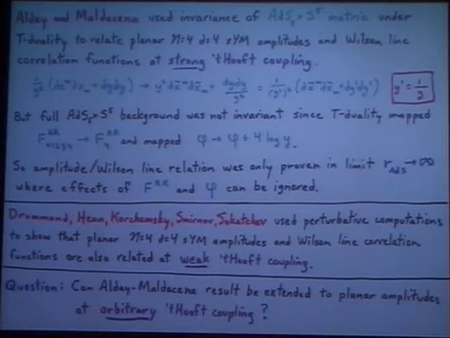But a little bit later, this group of people just did perturbative computations of the N=4, d=4 super-Yang-Mills amplitude, so planar N=4, d=4 super-Yang-Mills amplitude, and also found a relation to these Wilson line correlation functions. But this was, of course, at weak 't Hooft coupling because they were doing perturbative computation. So the obvious question is if this Maldacena result can somehow be extended to describe planar super-Yang-Mills amplitudes at arbitrary 't Hooft coupling.